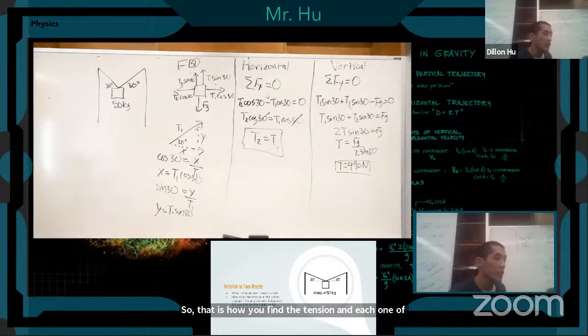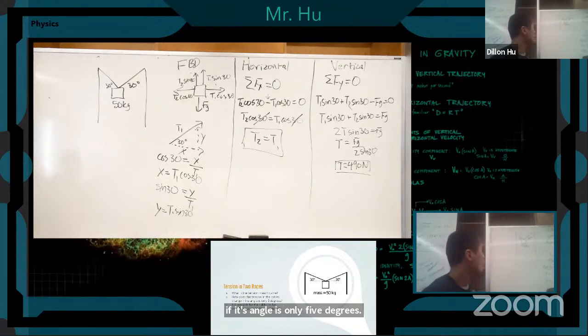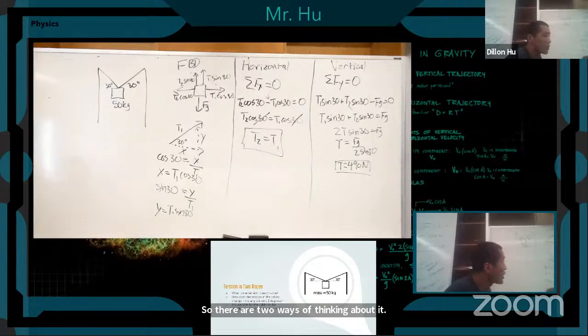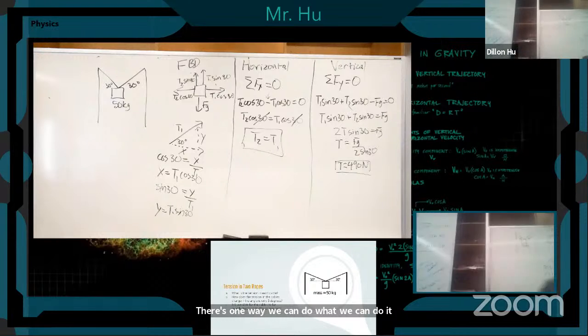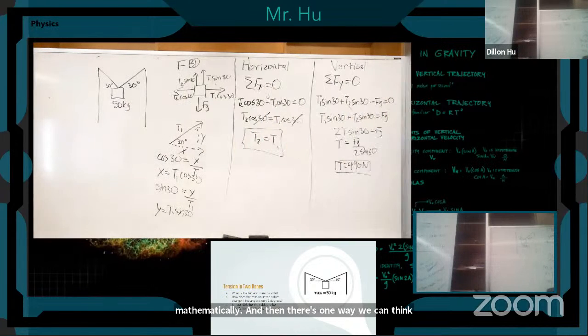So how would the tension in each cable change if its angle is only 5 degrees? There are two ways of thinking about it. There's one way we can do it mathematically, and then there's one way we can think about it conceptually. So let's look at it both ways. Let's first look at this conceptually.